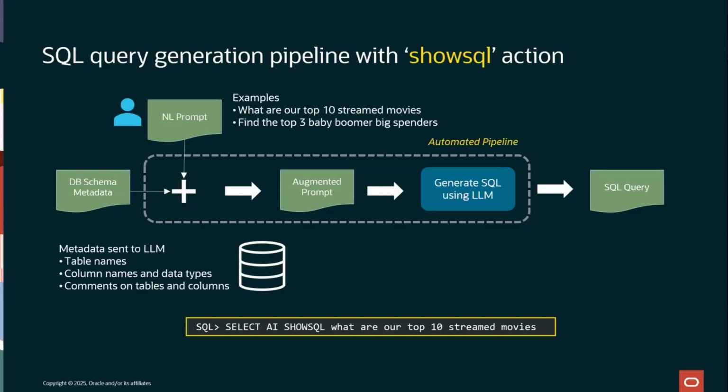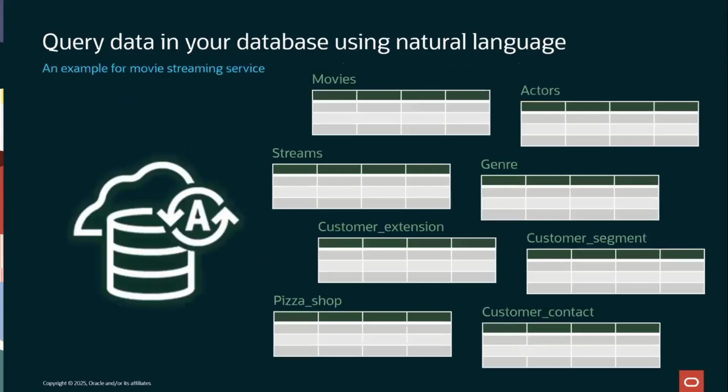For this, as Sherry mentioned, we're relying on the general knowledge of the LLM to know exactly what a baby boomer is and how to compute a big spender. And the metadata that we're including is from the tables in your database. And this includes table and column names, their data types, and optional comments. Notice that in the case of generating a SQL query, no actual data from your tables is being provided to the LLM to generate that query.